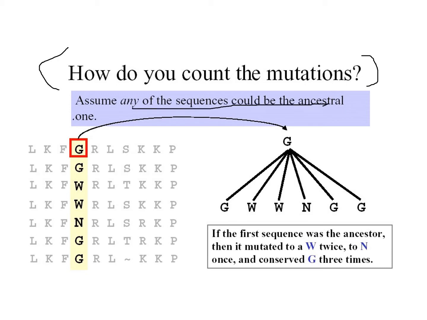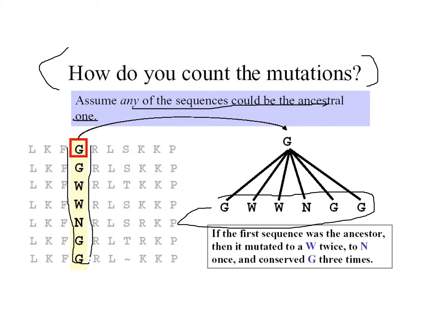Alright, so let's take the sequence as given on your right. It's written that if the first sequence was the ancestor, then it mutated to W twice and to N once, and conserved G 3 times. So let's say this is the ancestral sequence.